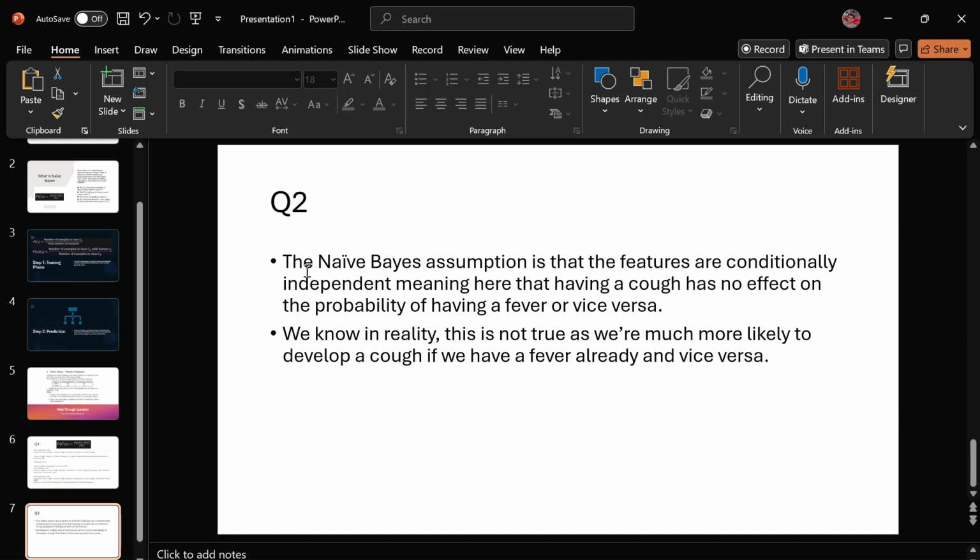Then here's a more theoretical question. It asked, what is the purpose of the assumption? What is the assumption? So the naive Bayes assumption is that the features are conditionally independent, meaning here that having a cough has no effect on the probability of having a fever or vice versa. The reason this is misleading is because in reality we know it's not true, as you're much more likely to develop a cough if you have a fever and vice versa.